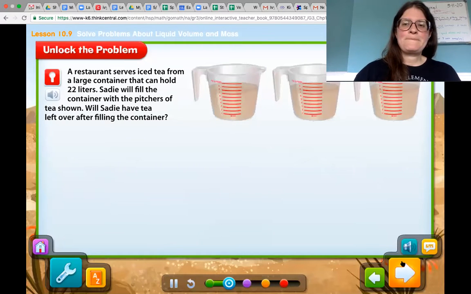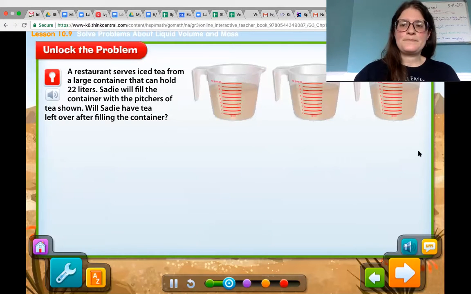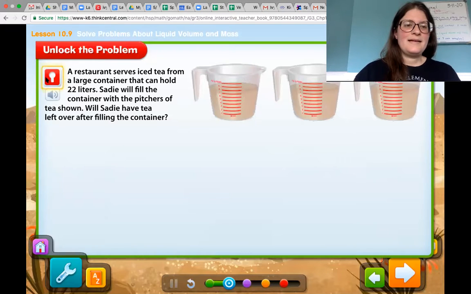Here's a problem for you to solve. How many liters can the large container hold? 22. What are you trying to find out?